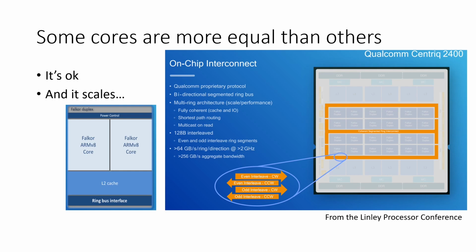One ring stop doesn't have to correspond to one core. For example, Qualcomm in their Centriq server CPU makes 2 cores share a single ring stop. That keeps the number of ring stops down, which keeps latency in check, and lets a single ring segment handle 24 cores with 12 ring stops.